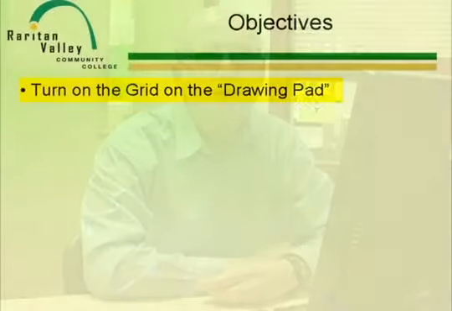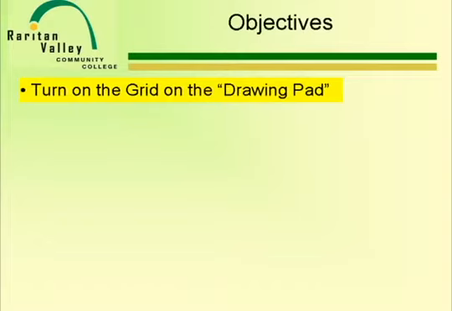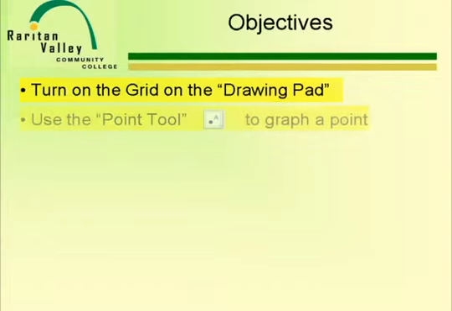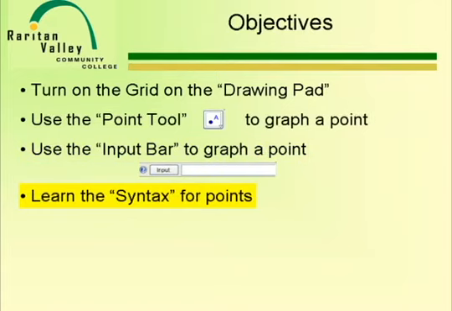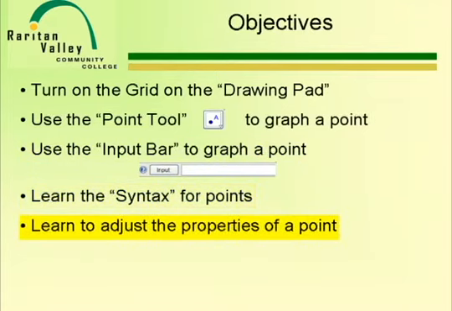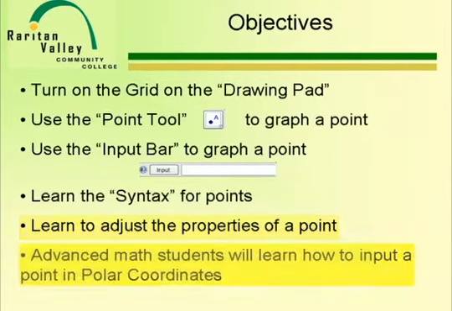This is the fourth of our podcast sessions and this one's on GeoGebra. This is the second module in the GeoGebra series and we're going to talk about graphing points. In this session we're going to learn how to turn the grid on the drawing pad. Then we're going to use the point tool to graph a point. We're going to learn to use the input bar to graph another point. We're going to learn a little bit about the syntax for graphing points. We're going to learn to adjust the properties of a point. And for our advanced math students, we're going to look at how to put in a point in polar coordinates.